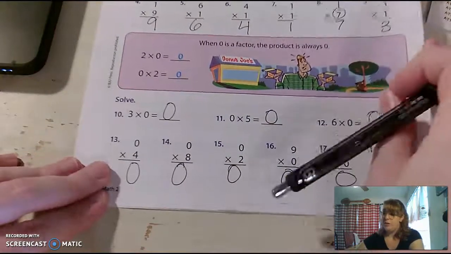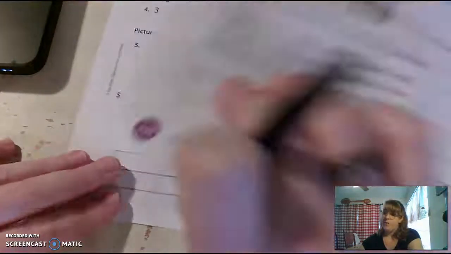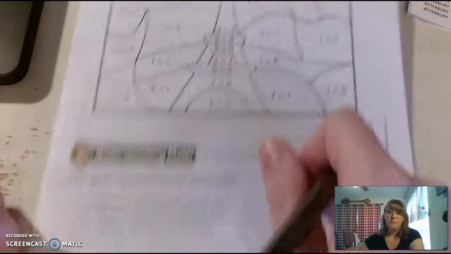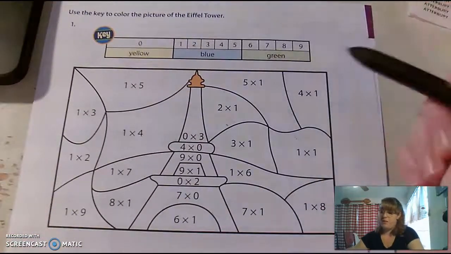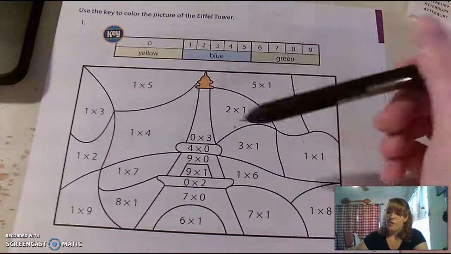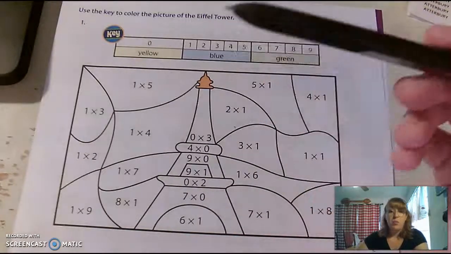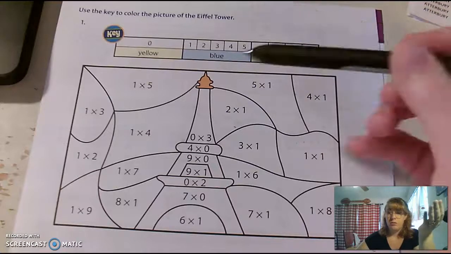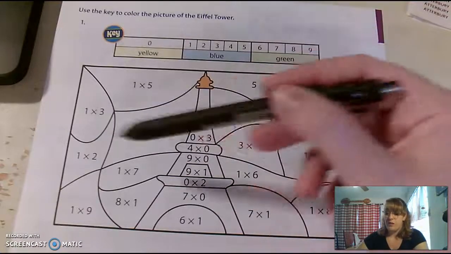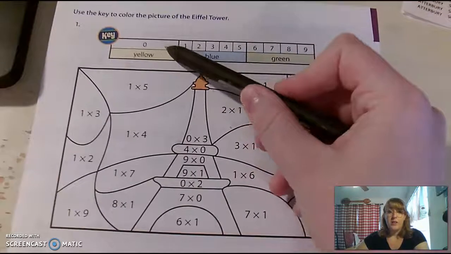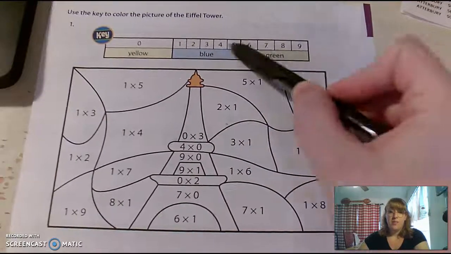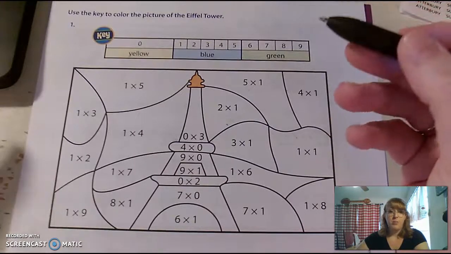Okay, let's flip it over to the back. And this one's kind of cool because they have you color. I like this one. I want to give you guys more of these because these are really fun. What you have to do is find the product or the answer. You have to find the answer to each one of these, and then you color it what the product says up here. So let me do an example with you.